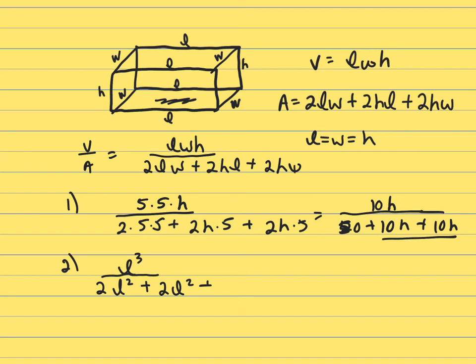Is that 2HW? I can't read my writing. So that's going to be 2L squared. So that's L cubed over 6L squared. But the problem is you still have an L on the top, so I don't have a value for it. So that doesn't work either.